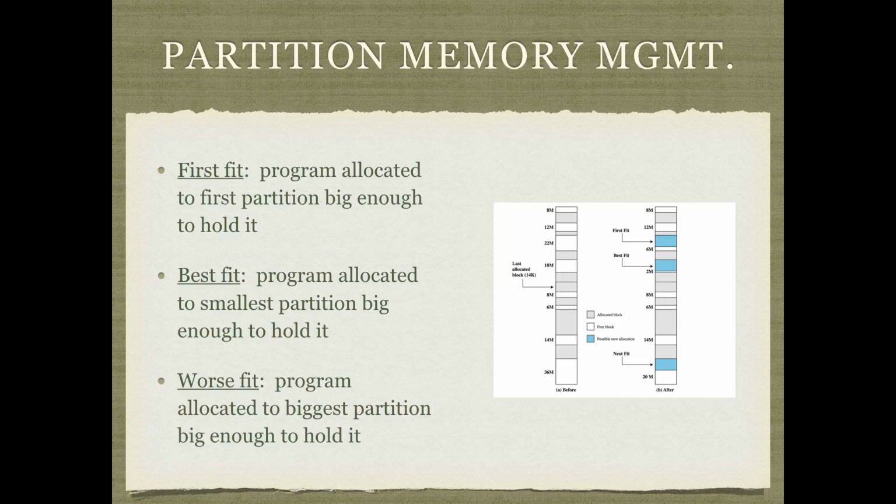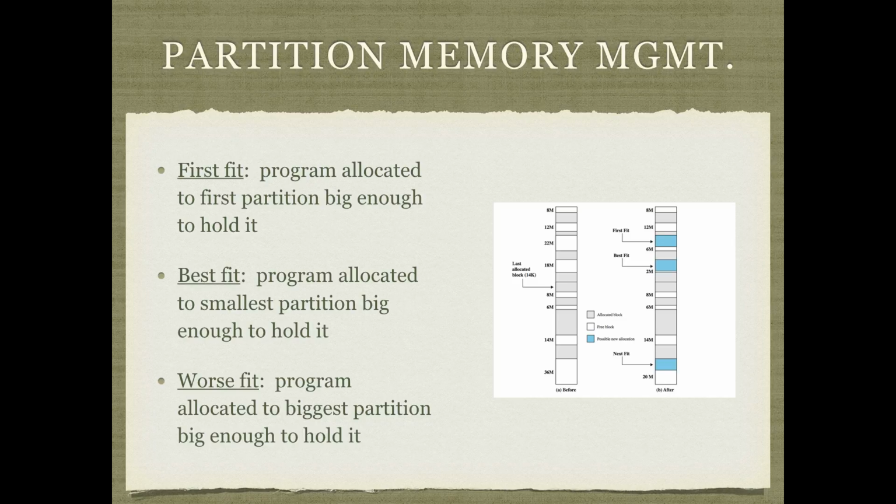Okay, so if you have a number of different partitions, how do you decide where to put a program if you're loading it into memory? We have 3 different possibilities here. So let's take a look at this graphic. In our graphic, we have a new program to load into memory, and let's say it is 16 megabytes in size, and we need to find where to put it in memory.